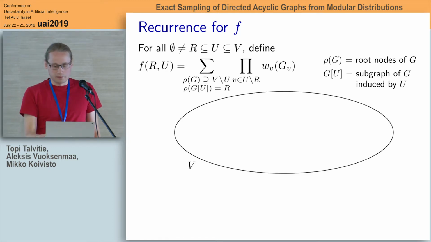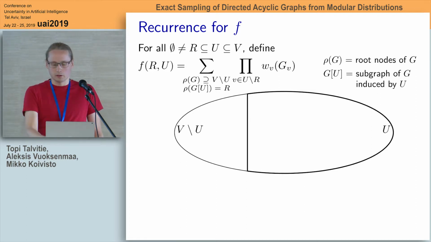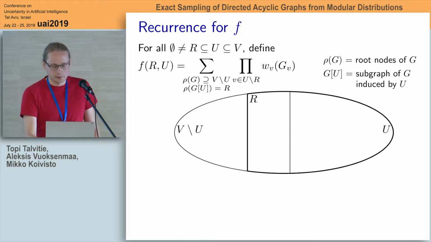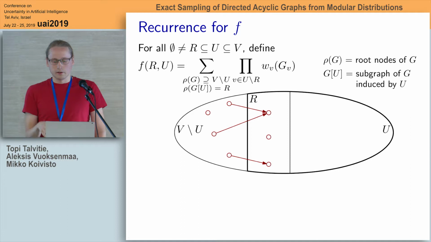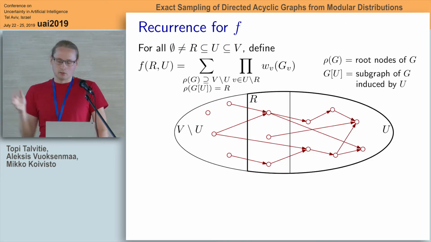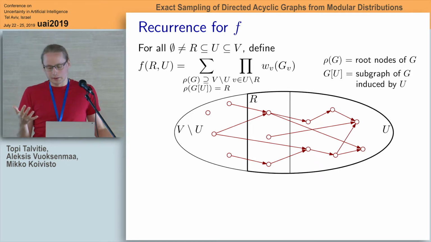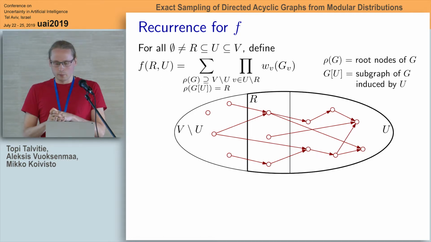So if you think about what kind of DAGs we have in this summation, we have split V into 2 parts, and we have a subset R of U, and in any DAG, the nodes in V minus U are roots, so they have no parents. Then in R, the nodes can have only parents in V minus U, because they have to be roots in U, and then we have some other DAG with the only constraint that all the nodes have to have at least one parent in U, because otherwise they would be additional roots.